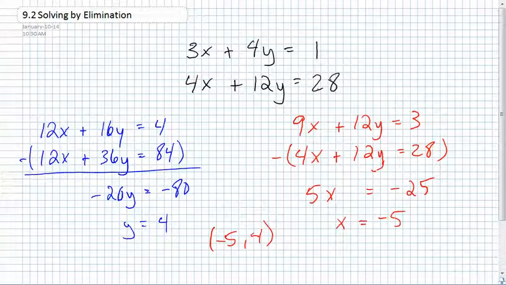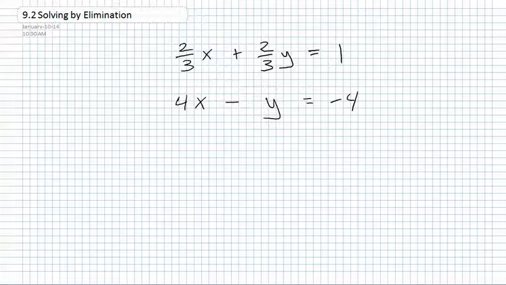Okay? A lot easier than graphing, a lot easier than substitution, I think, and a little faster. So that's basically it. I just want to give you one last question, and this is going to be your homework question, which you're going to bring to me in class. All right, there is the system I'd like you to solve.